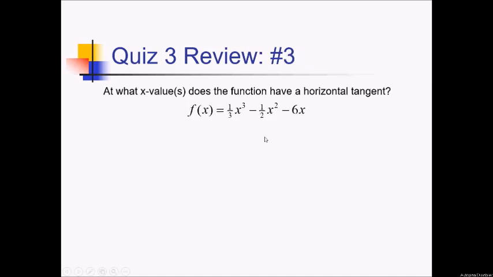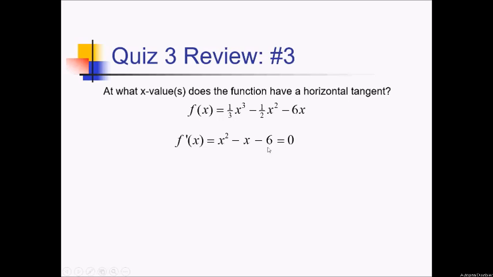To see where this function has a horizontal tangent, we need to basically see where the derivative of this function has a value of 0. So let's go ahead and find f prime using our power rule. We've got 3 times 1/3, that's going to be just a 1, x to the second power, minus 1/2 times 2 just gives us 1, x to the first power, and then this is just going to be minus 6. And we want to know where all of this equals 0.